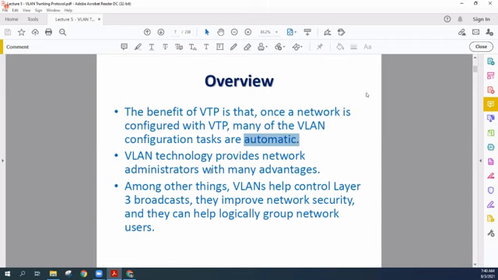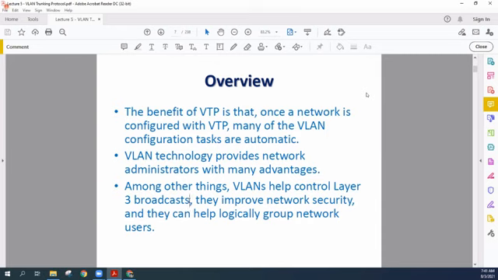VLAN technology provides network administration with many advantages. Among other things, VLAN helps control layer 3 broadcasts. That is a very important factor, because when you introduce VLANs, you are introducing multiple broadcast domains. In one switch, usually there is one broadcast domain, but if you introduce 3 VLANs, as a result, it introduces 3 broadcast domains. The number of VLANs that you introduce is equal to the number of broadcast domains in the switch.